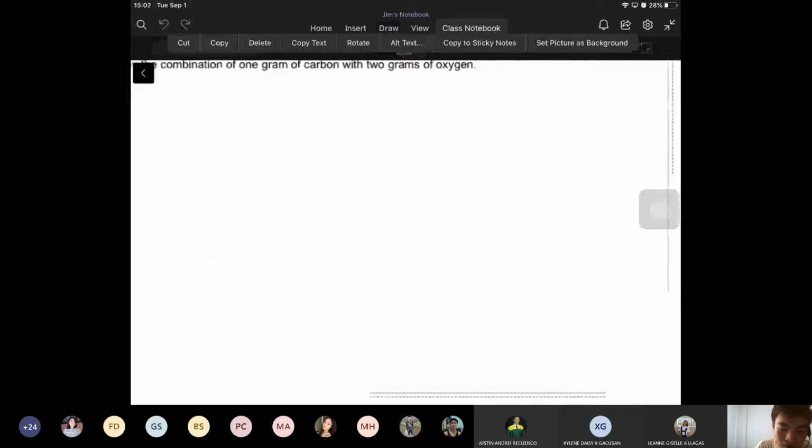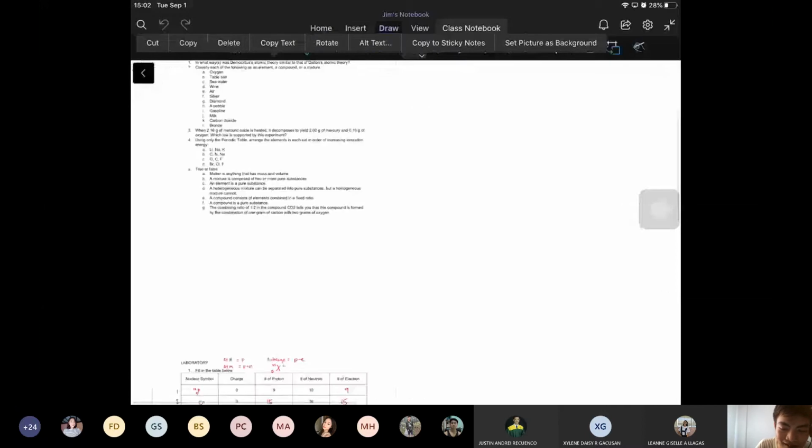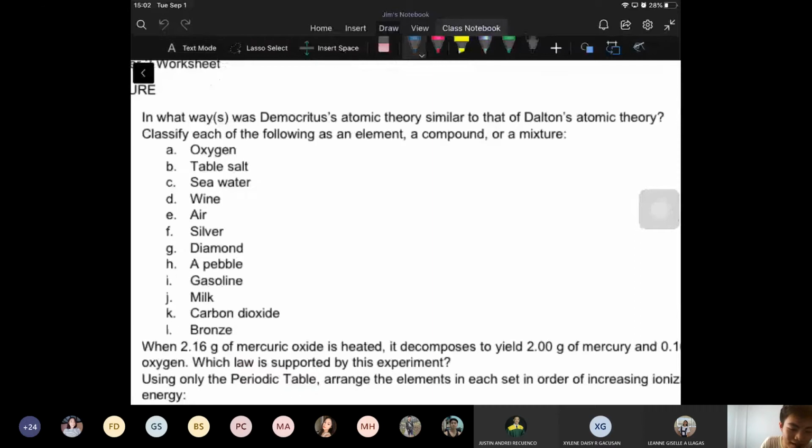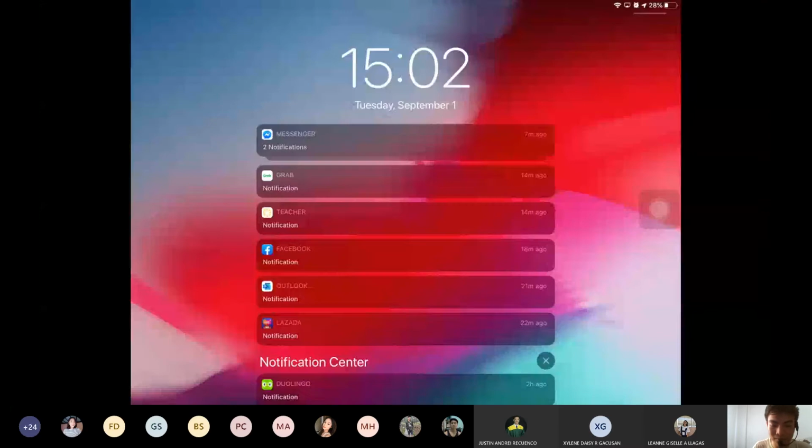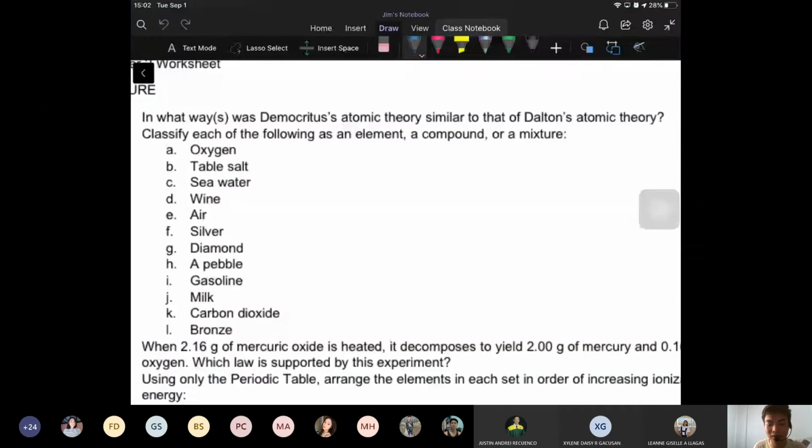Ay, bakit di ko siya... Ayun. Ay, ano nangyari? Wait lang. Ayun. Anyway, oxygen is an element. Let's draw. Ay. Hindi ko siya naka-pair. Okay, so anyway, saka na natin pencil nito. Ngayon ko na siya i-troubleshoot.